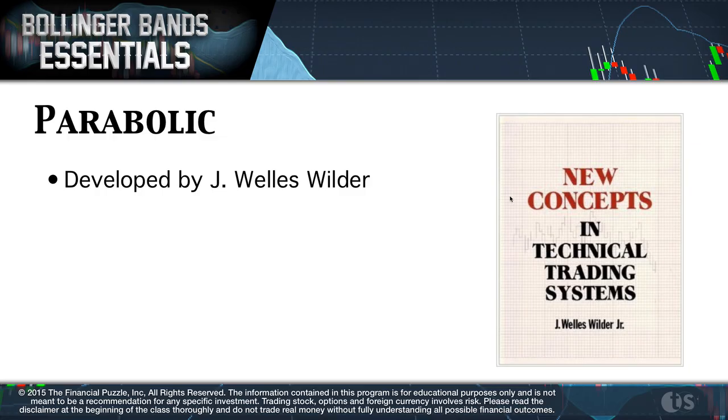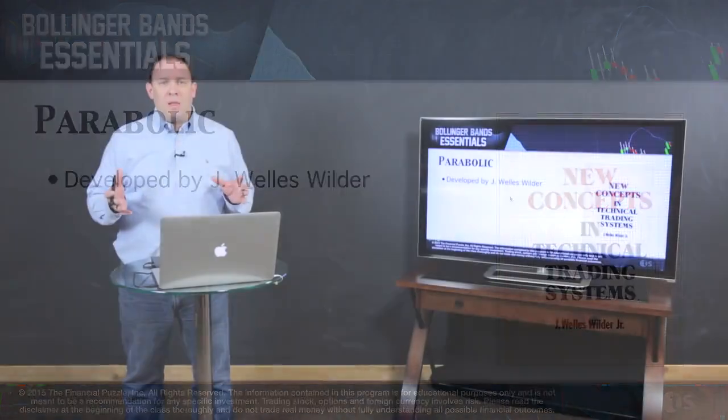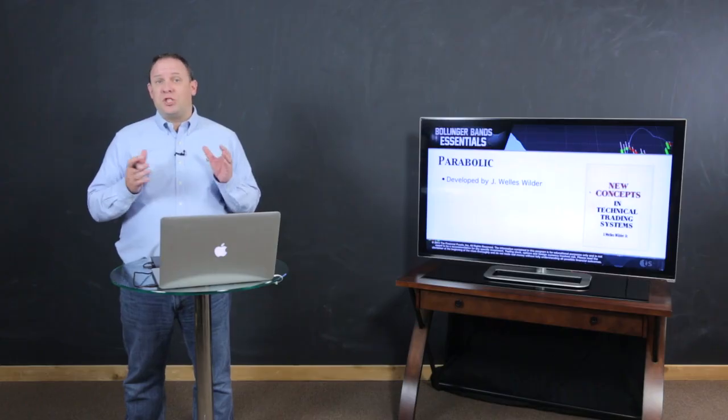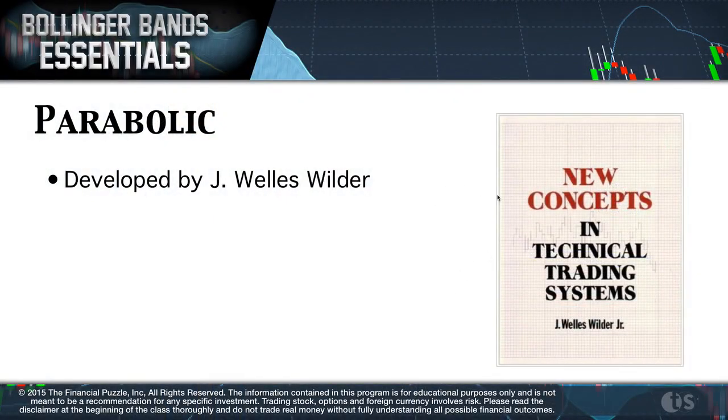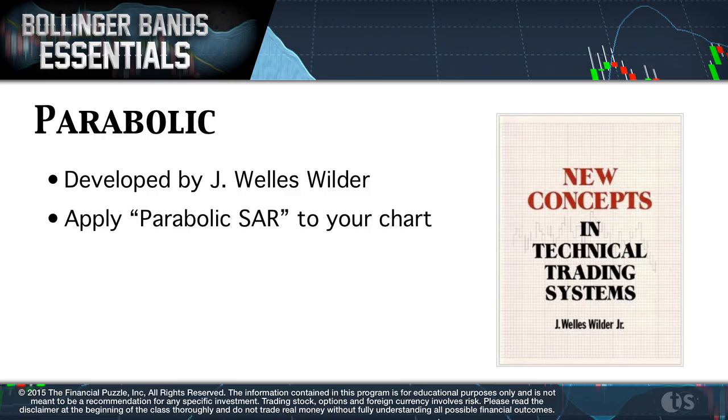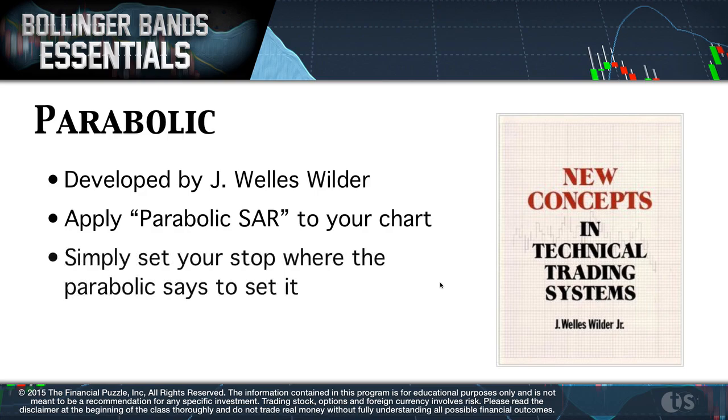For those of you who may not be familiar with the parabolic stop system, parabolic SAR, S-A-R, stands for stop and reverse. It's an acronym, parabolic SAR. It was created by a guy named J. Wells Wilder, and this was the book that he wrote in the 1970s, where he revealed his research for the parabolic. What you need to do is really simple. I'm not going to go through the details of how you calculate a parabolic. Here's what you need to understand. You simply apply the parabolic SAR to your chart, and then wherever it tells you to set your stop, that's where you set your stop.